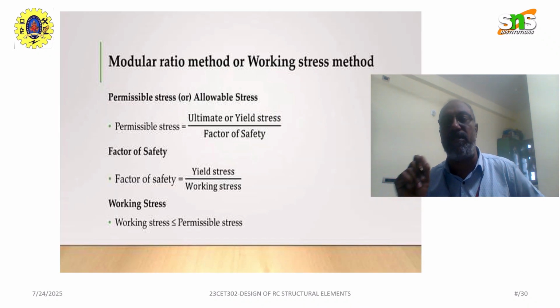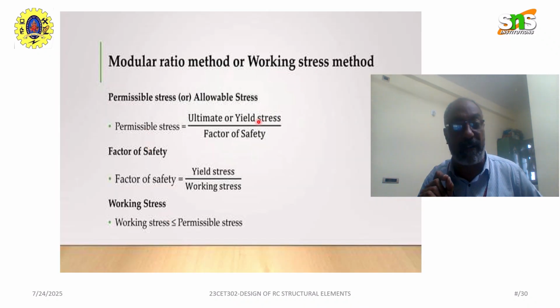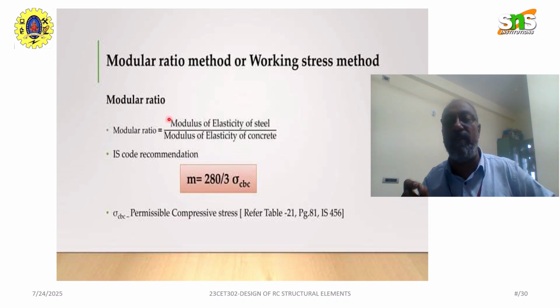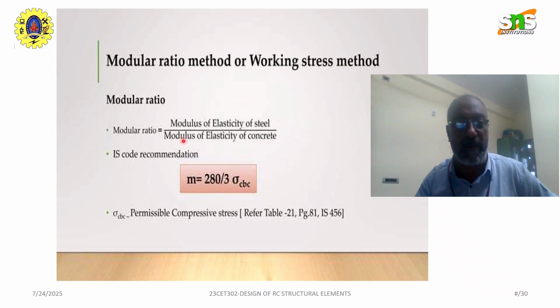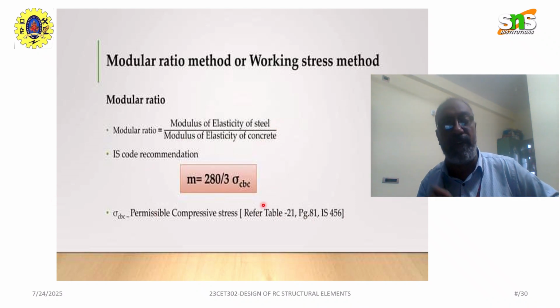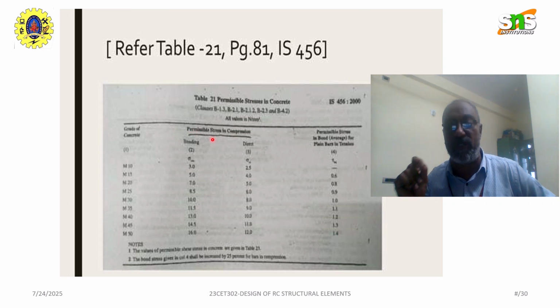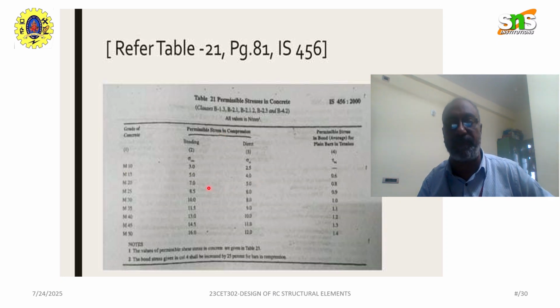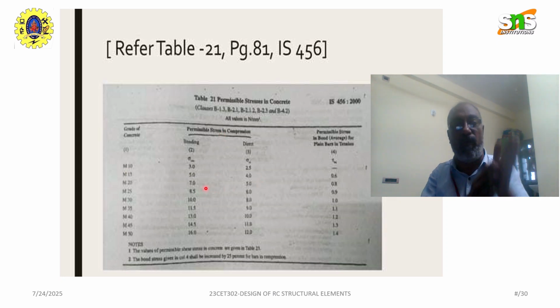The permissible stress is the ultimate yield stress divided by the factor of safety, and m is the modular ratio. It is 280 by 3 sigma cc. We have already solved problems on that. Refer to Table 21, clause 8.1 of IS 456 for the modular ratio. It is given in the tabulation, by type of concrete.